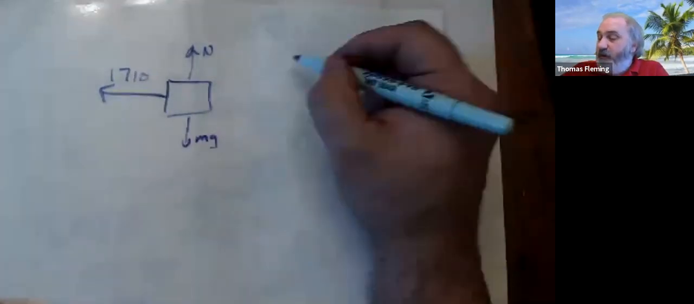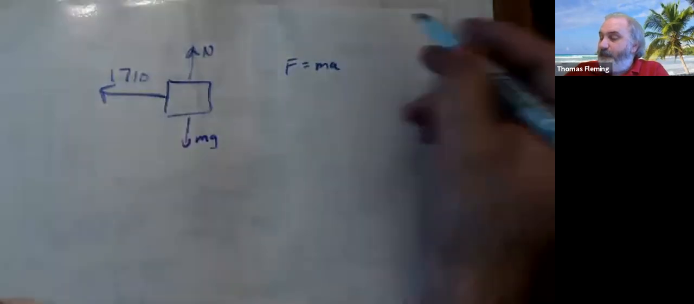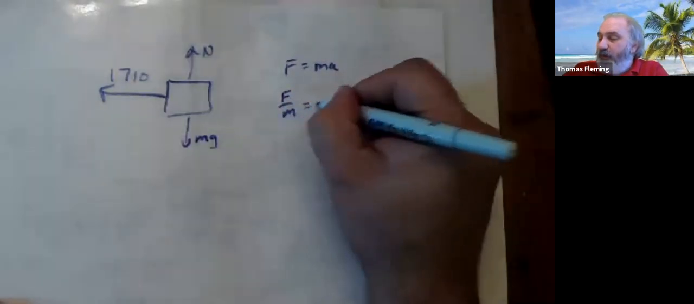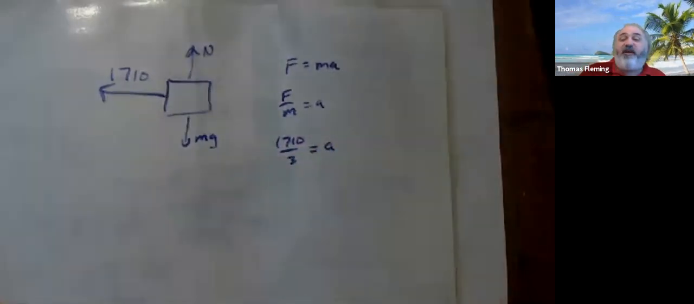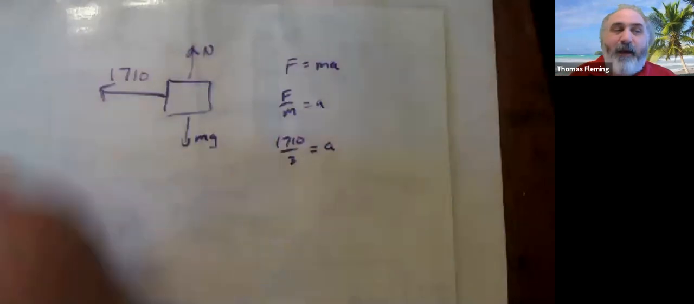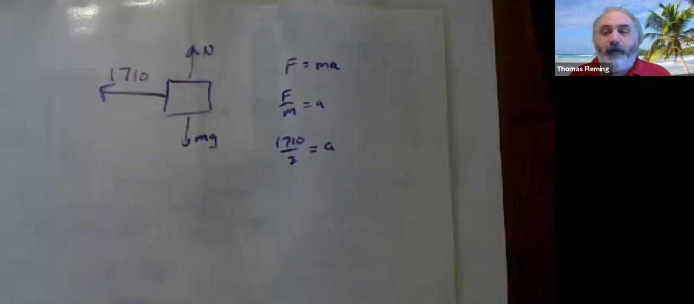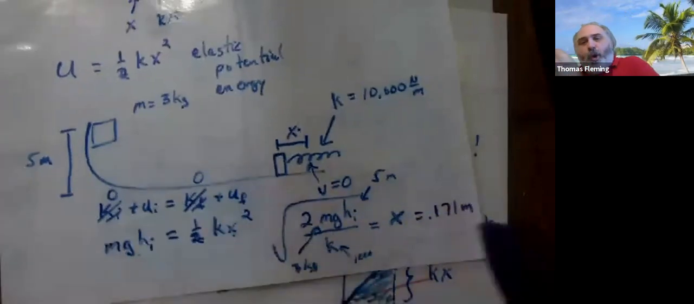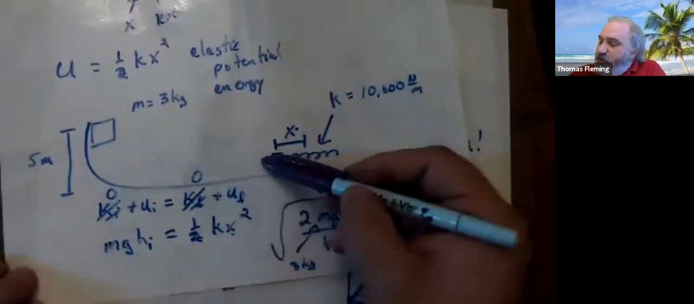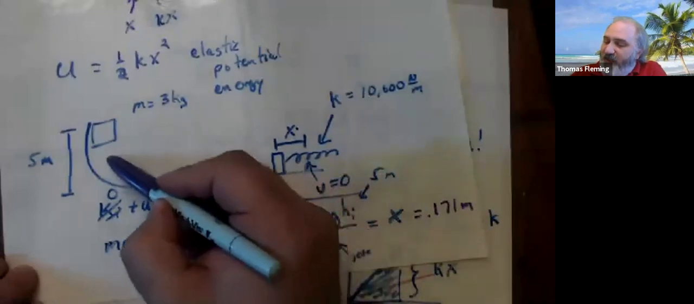So in the x direction, if F equals ma, F divided by m is going to equal a, so 1710 divided by 3 kilograms, holy crap, that acceleration is going to be huge. So even though it momentarily comes to rest, it only happens for a split second, and immediately it's going to accelerate back out to the left. So what's going to happen is my box is going to slide down here, hit the spring, boing, pop back out, go shooting back out this way, and slide back up.